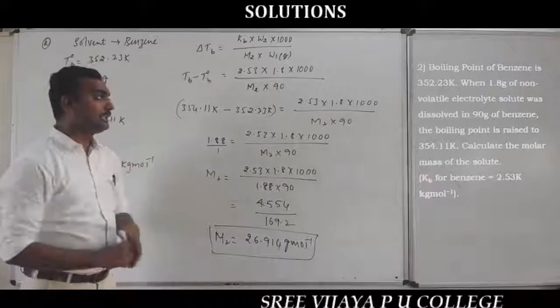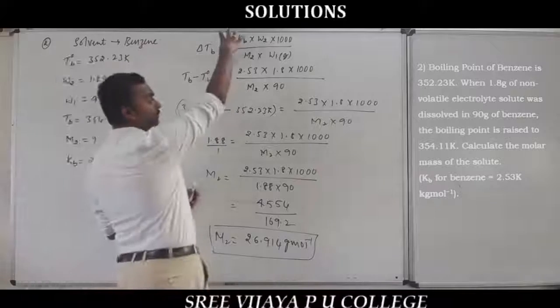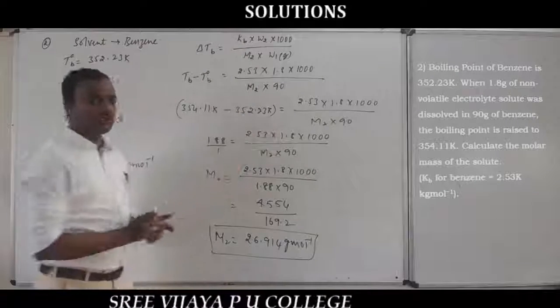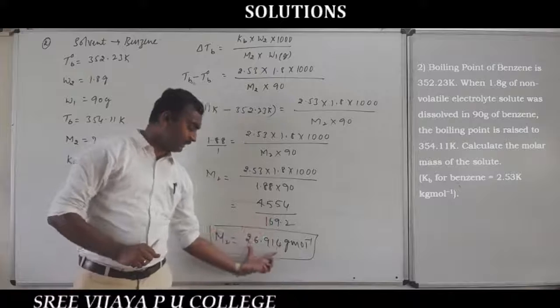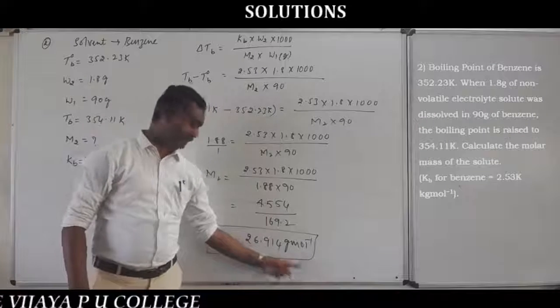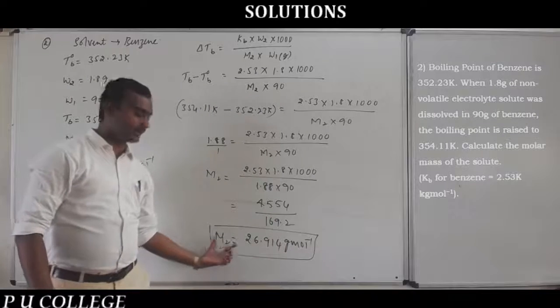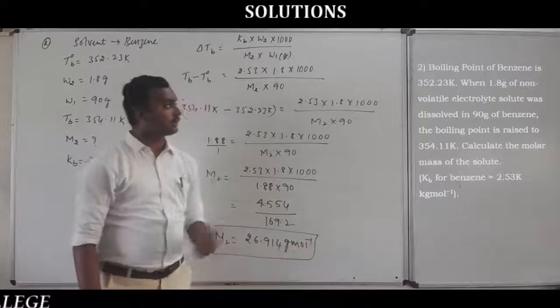That's a 3 marks problem. In such problems, 1 mark is given for the formula, 1 mark for substitution, and 1 mark for the correct answer with correct unit. Molar mass of solute, molar mass is always gram per mole. So that's about question number 2.